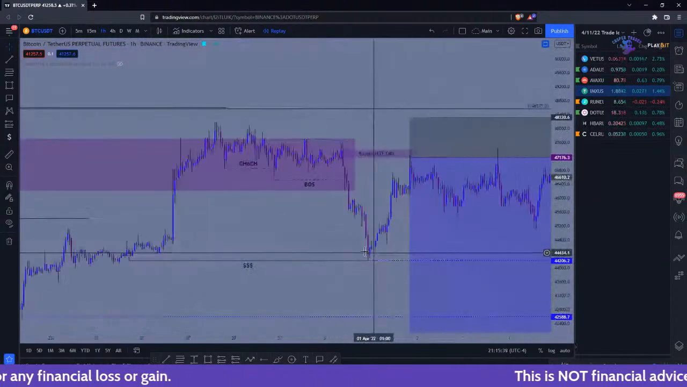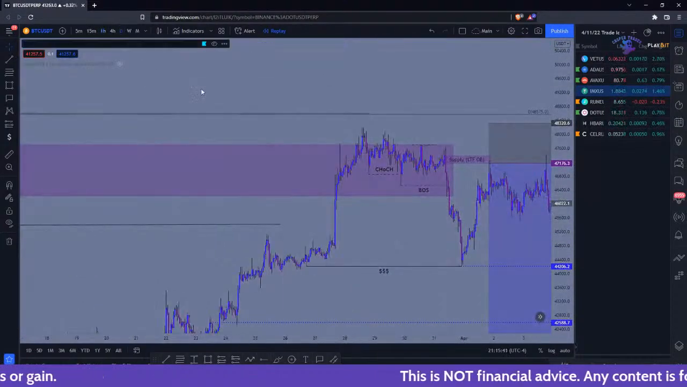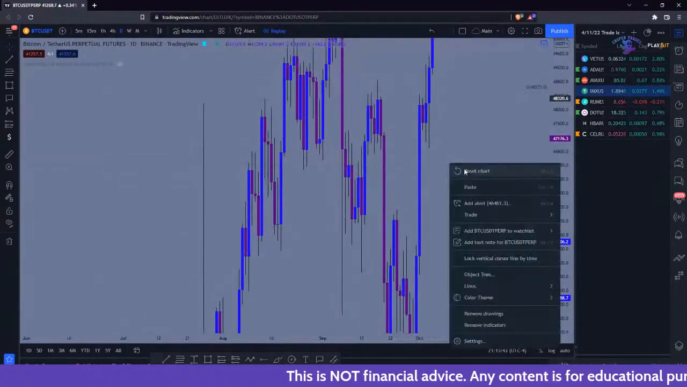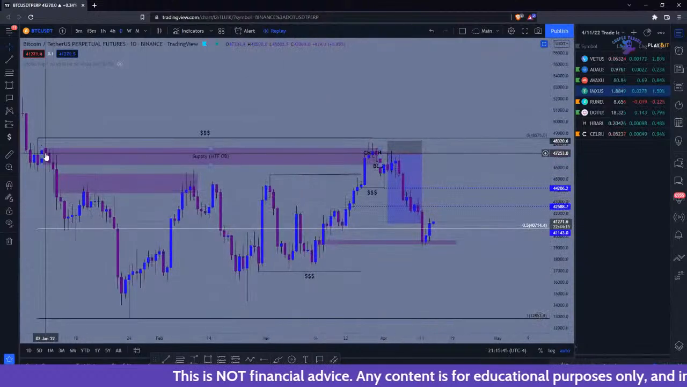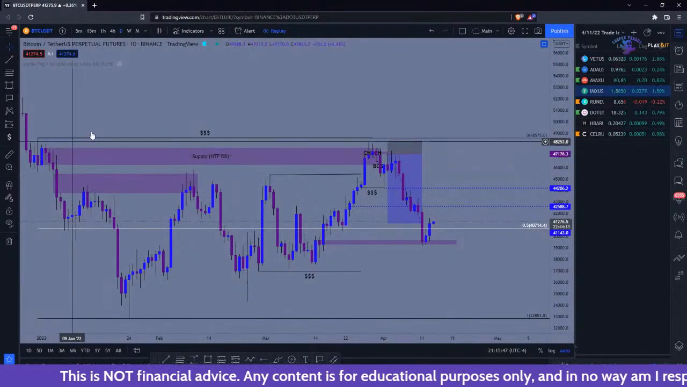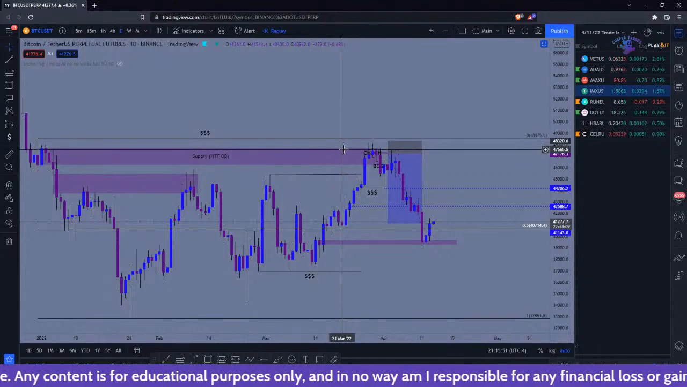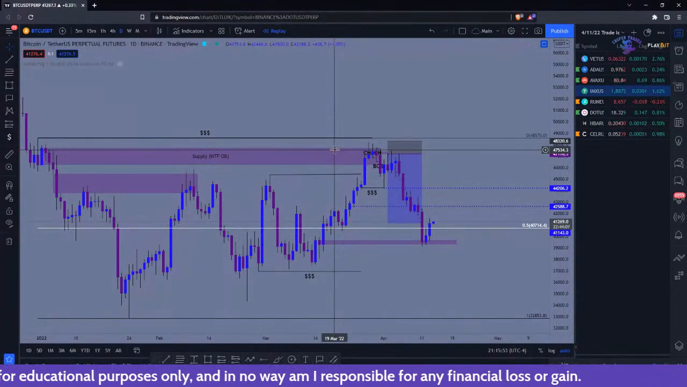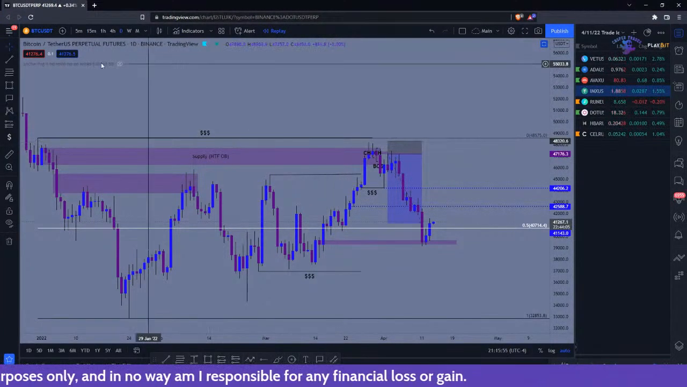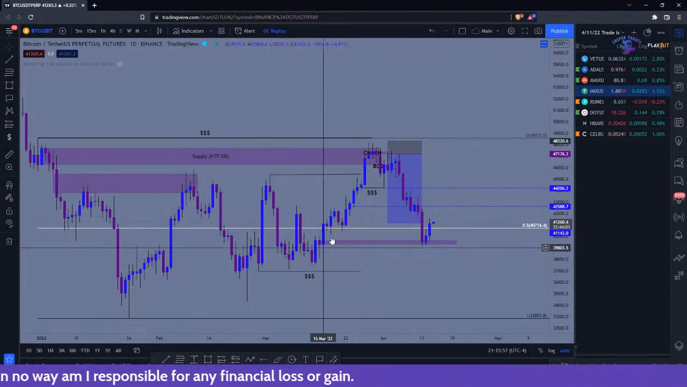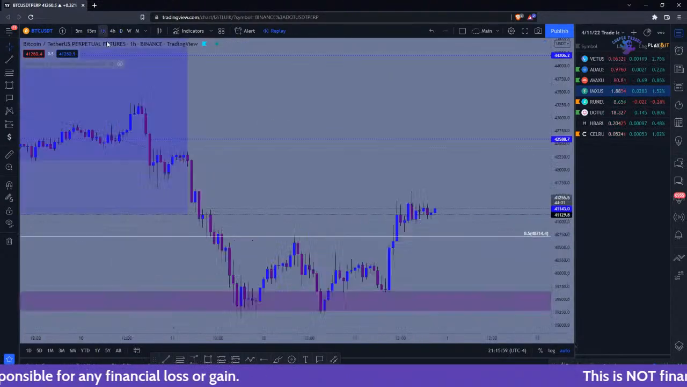So here we had our daily zone, right? Daily supply in the form of an order block. So we came into this zone. So now it would be rational to possibly look for shorts. And how do you look for shorts? You're going to look for a reversal because we're trying to short the top.